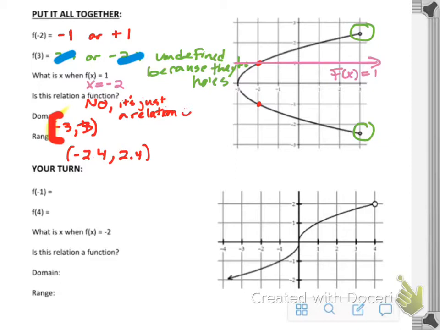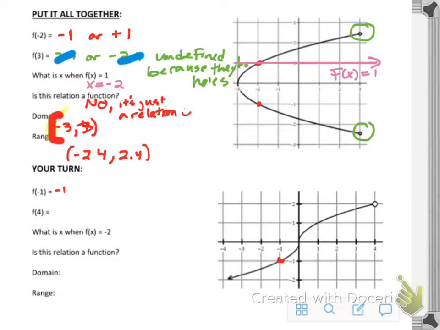The range, the lowest y to the highest y, we estimated -2.4 and 2.4, so I put those on there as our estimates. Could be something close to that. And I use parentheses in both cases, again, because of those holes at the top and bottom.